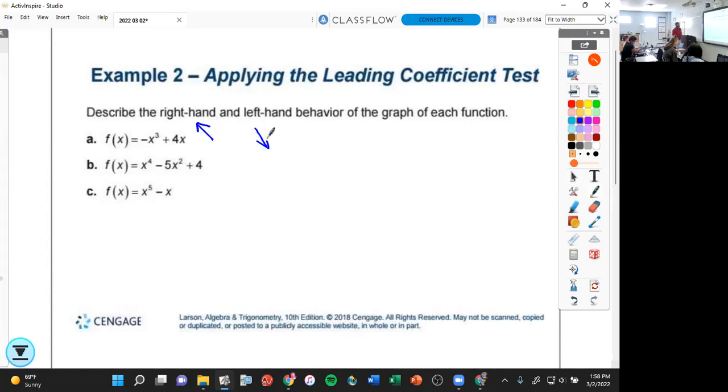Part B, degree 4, leading term x to the 4th. Leading coefficient 1. Keep saying 1, we'll eventually get it right. In general, what are the ends doing? Staying together, right? Because it's even, they're staying together. Because a is positive, they're going up, up.